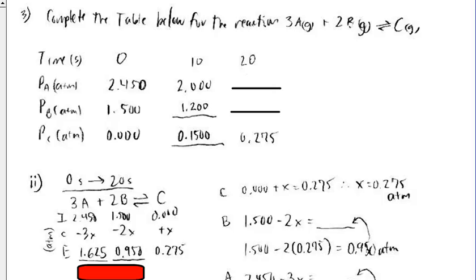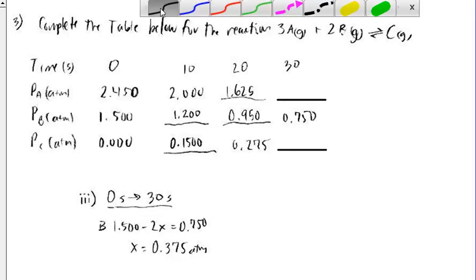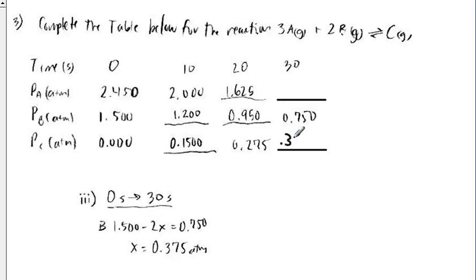For part 3 of this number 3, I went from 0 to 30 seconds. They tell you what the pressure of B is, and I just shortcutted the algebra here, and I was able to find out that X is 0.375 atmospheres. When X is 0.375 atmospheres, you know that C is going to be 0.375. And you can work through the math to find out that the pressure of A will be 1.325.